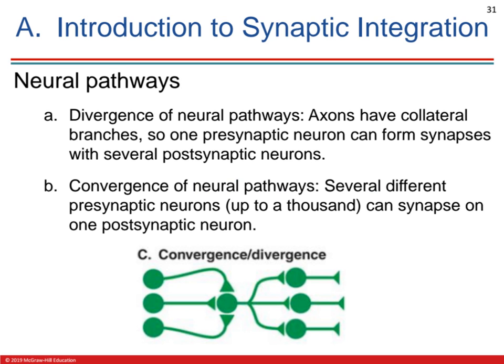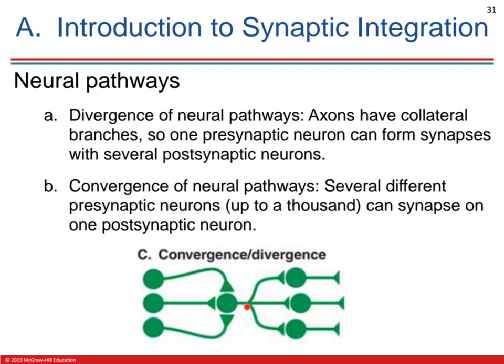So within your nervous system, there are very complex neural pathways. As I've mentioned in the past, axons have collateral branches, so they'll bifurcate, meaning they'll split in two, and then those collaterals may then split again. And so this means that a presynaptic neuron can potentially form synapses with several or maybe even hundreds of postsynaptic neurons. So that's this idea of divergence, which you can see in this picture here.